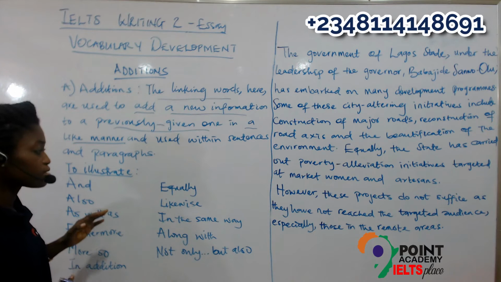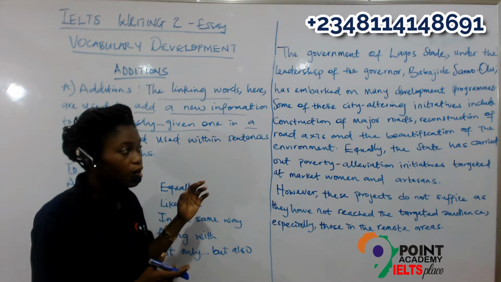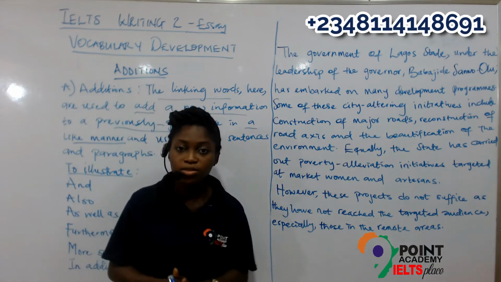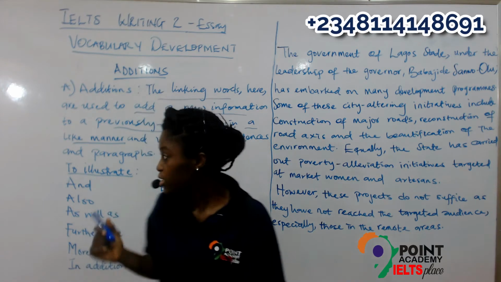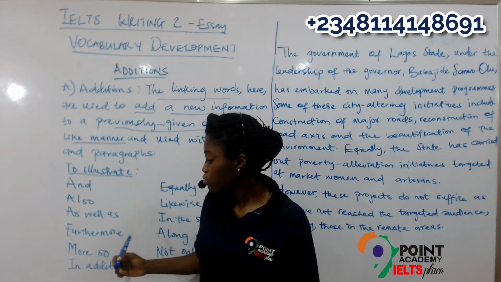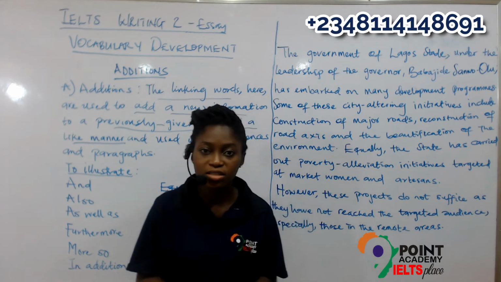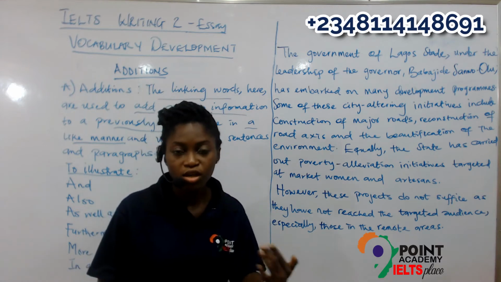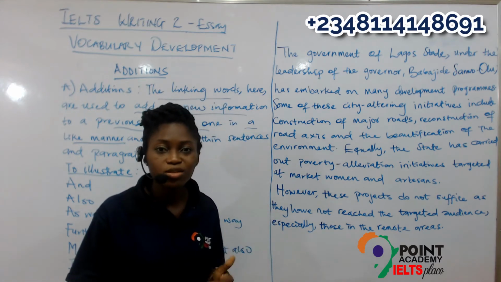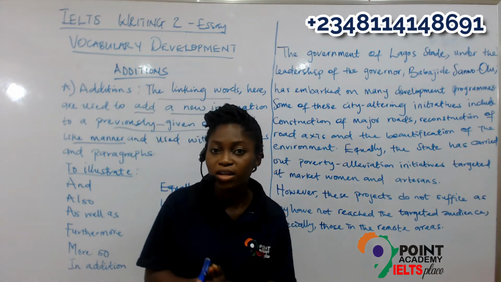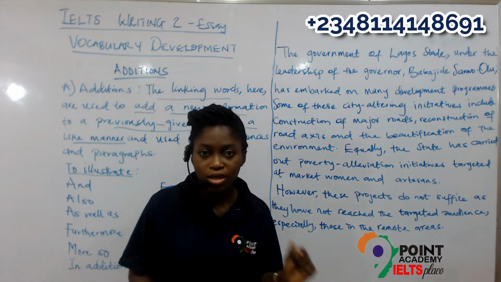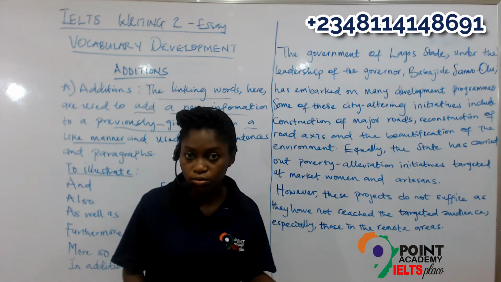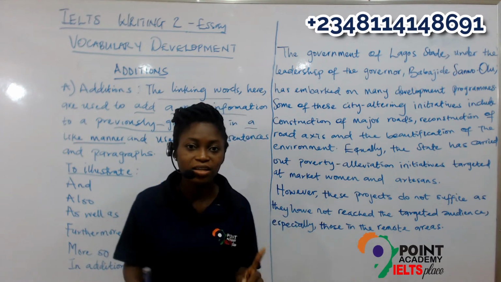Now, when you want to write your sentences or your paragraph, you don't need to keep repeating the same set of linking words. Most writers are fond of repeating and, also, as well as, furthermore, more so, in addition, whenever they're writing. It shows that you don't have a wide range of vocabulary. So you need to learn new transitions, and note that you need to use the appropriate one when you need to add new information to what you have before. That is, one that still carries the same view or notion, you need to use additions and not contrast.